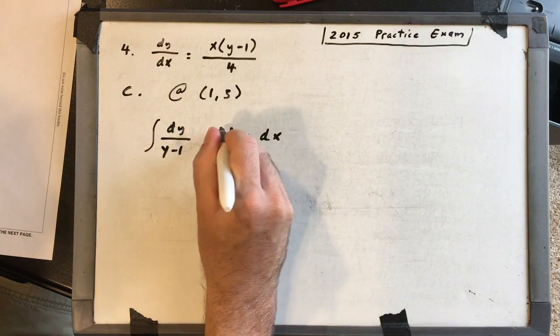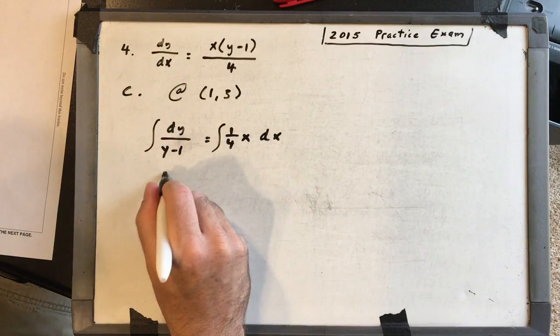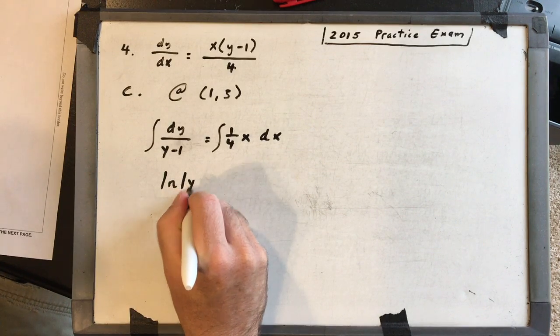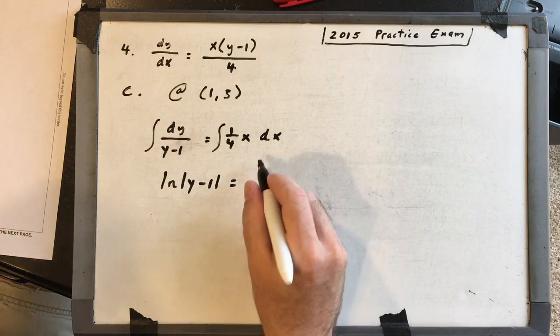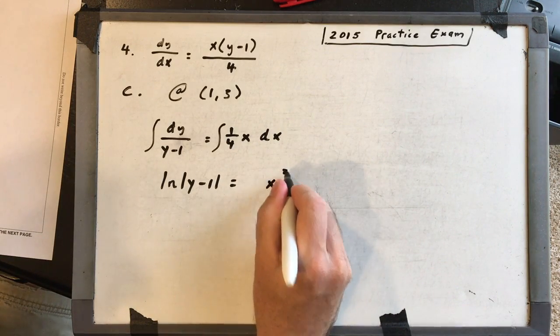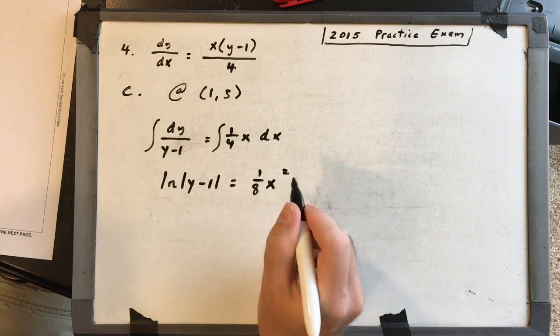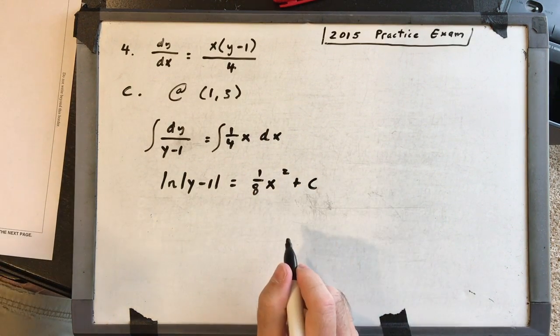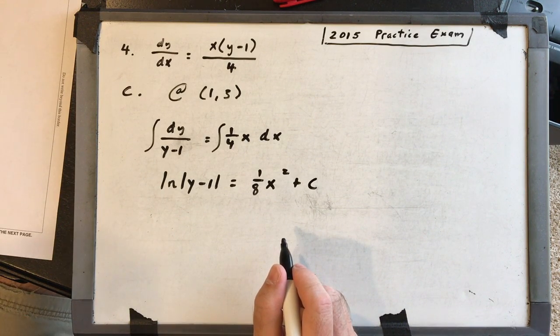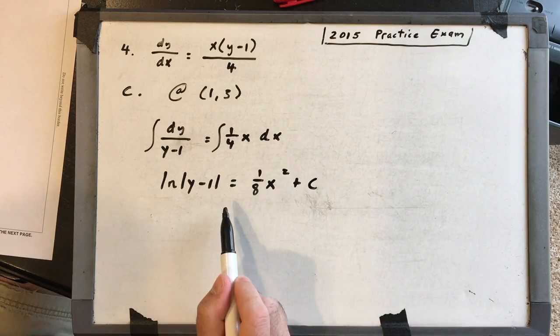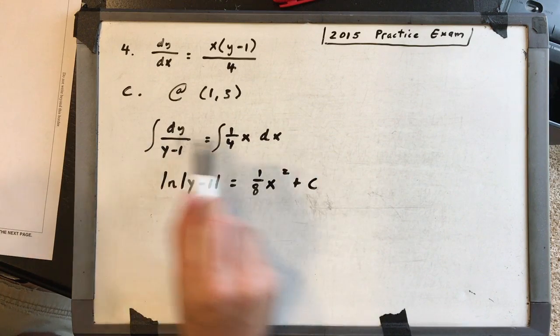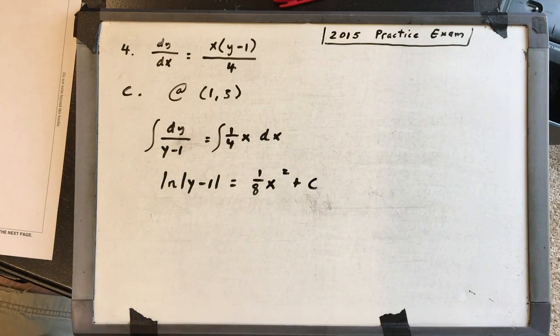Now we have to integrate both sides. So integrating dy over y minus 1, that's the natural log of the absolute value of y minus 1. And then to integrate 1/4 x, that would be x squared, but we'd need a 1/8 out front, plus c. All right, these problems are usually worth 5 points total. You've just picked up 2, all right? 1 for separating the variables, 1 for integrating. The third one would be to find the constant of integration.